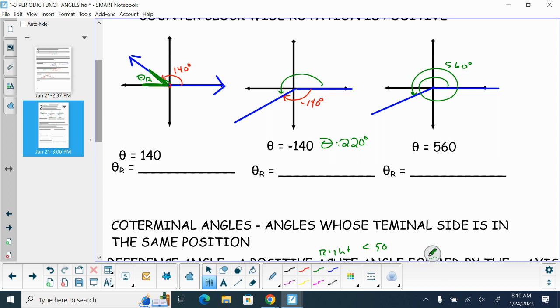What would be the measure of the angle between the terminal side here and the x-axis? Our rotation was 140 degrees. What would our reference angle be, Justin? 40 degrees. Okay, it would be 40 degrees. Go ahead and find the other two reference angles. Check your answers with somebody around you. What would be the other two reference angles? Once again, check your answer with somebody around you.